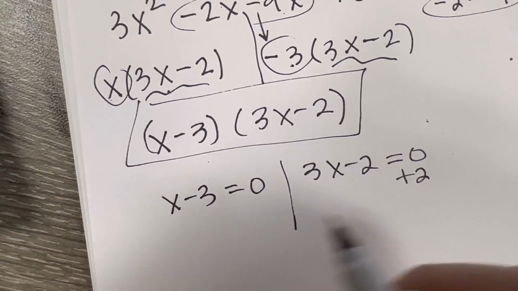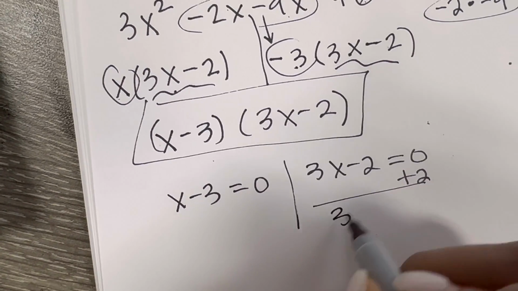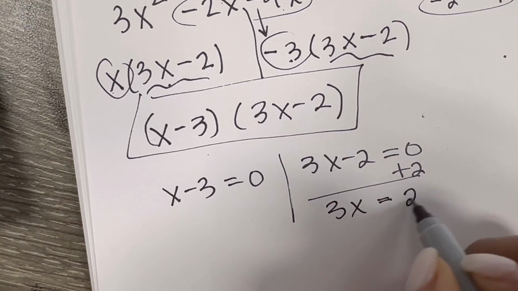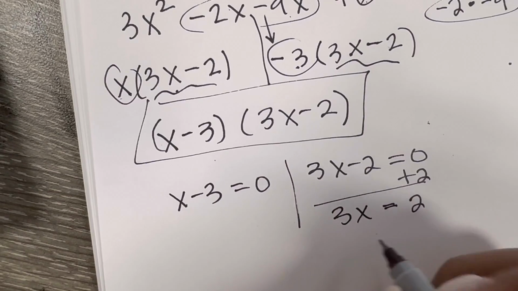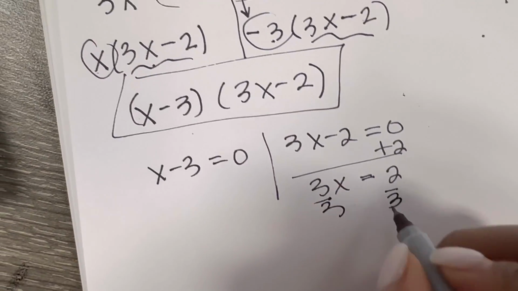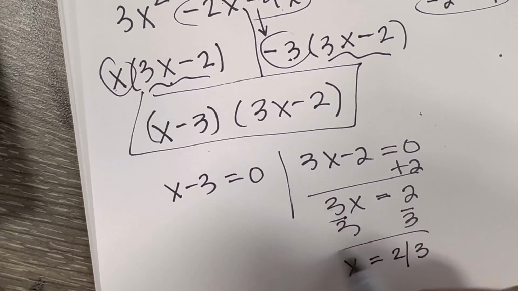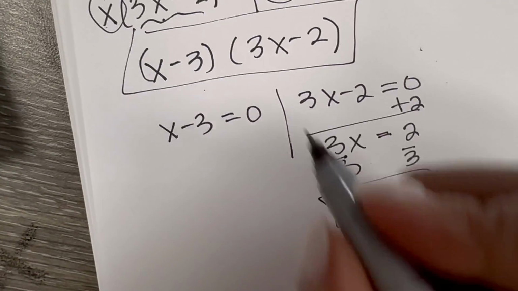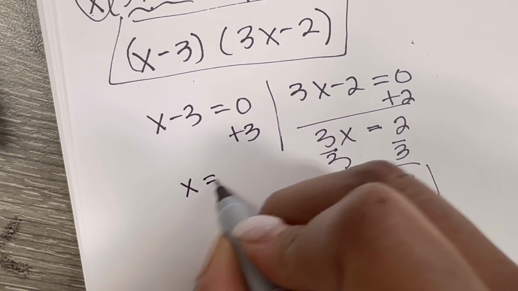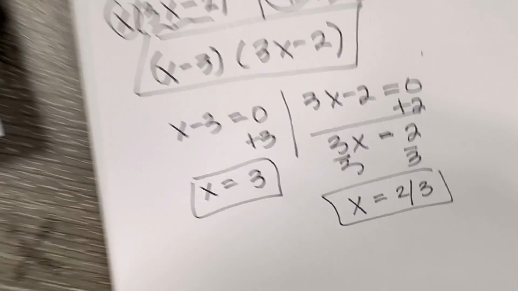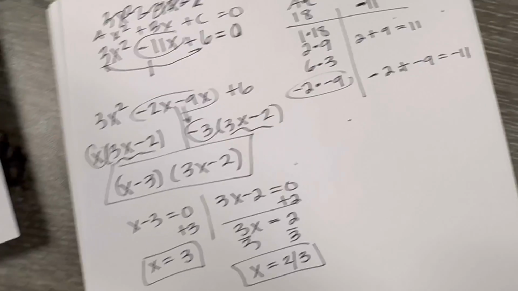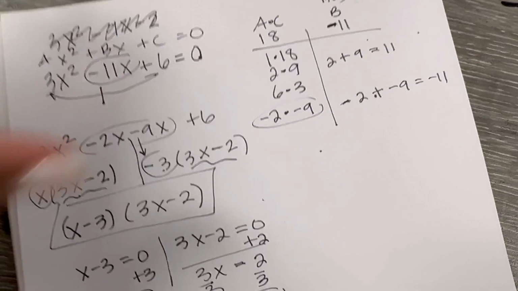Add 2. 3x equals 2. And then divide by 3. X equals 2/3. That's 1 x-intercept. Add 3, x equals 3. Okay, so that's solving by factoring.